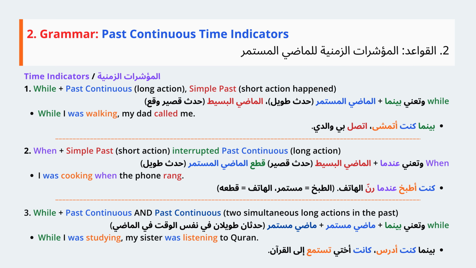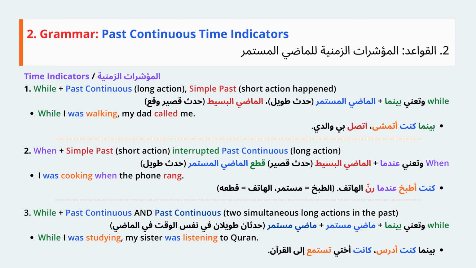Now let's talk about past continuous time indicators. These help us know when to use the tense. First indicator, while, plus past continuous for a long action and simple past for a short action that happened. Example: while I was walking, my dad called me. Second indicator, when, plus simple past for a short action that interrupted a past continuous long action. Example: I was cooking when the phone rang.